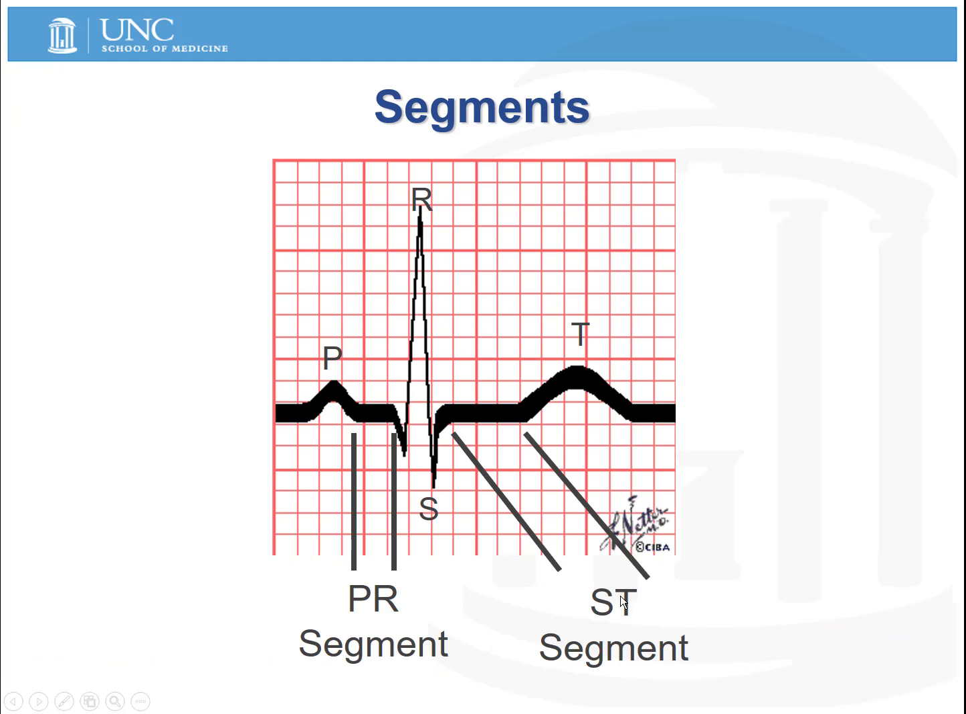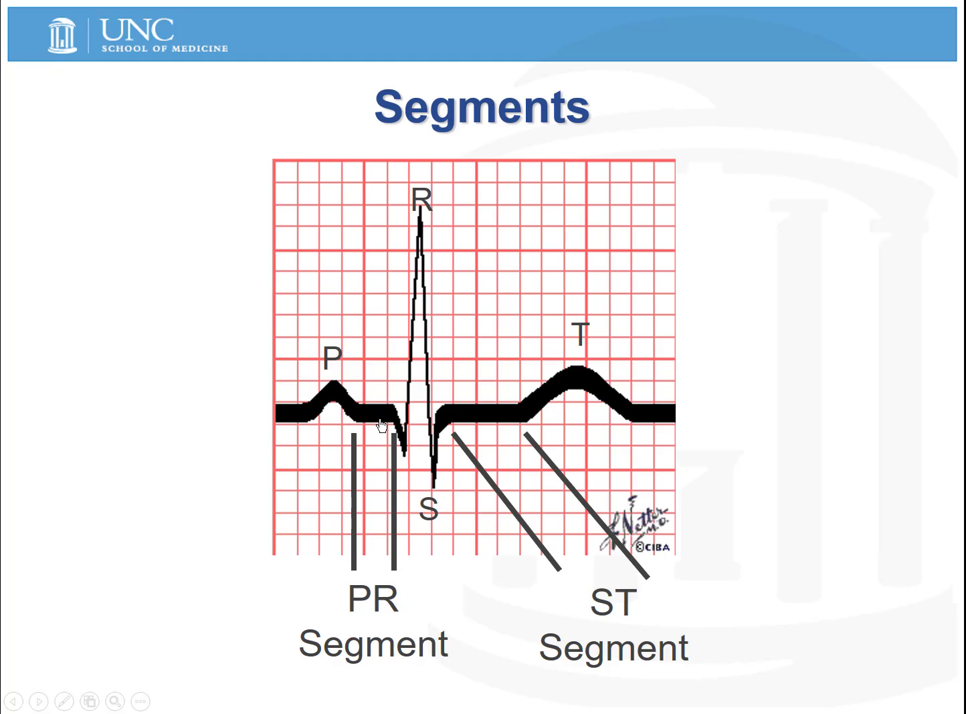So we just saw intervals that have portions of a wave. So now let's look at ECG segments. And these segments are the time periods that are in between waves, and they don't include portions of the wave themselves. The PR segment is the time between the atrial depolarization, when all the atrial depolarization has ended, and the beginning of the ventricular depolarization.